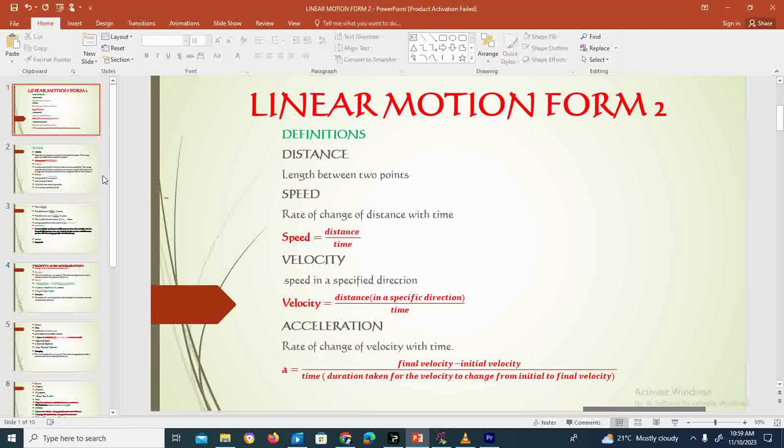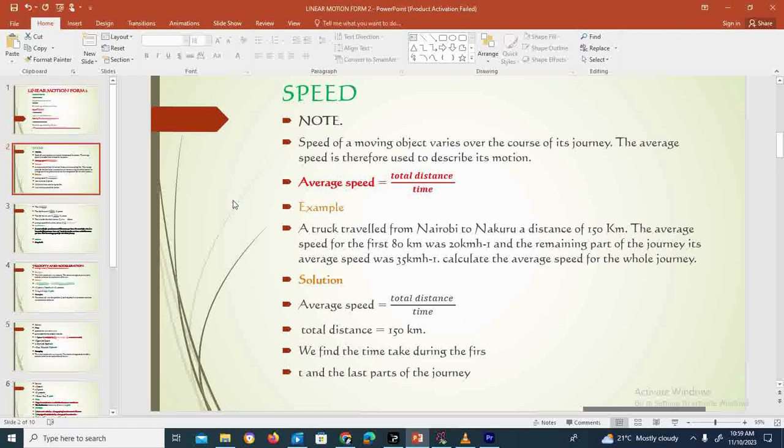Let's go to speed. Speed can be defined as the rate of change of distance, or the distance covered per unit time. We had looked at that definition, but in most cases you realize in the course of motion of an object, its velocity or speed will not be the same. It will keep on changing.